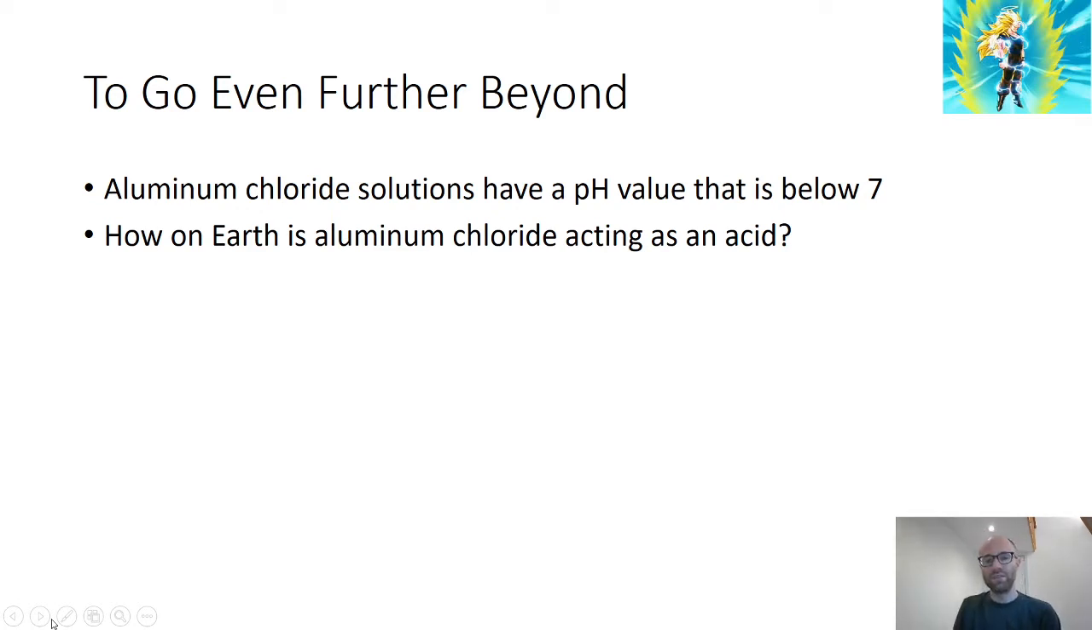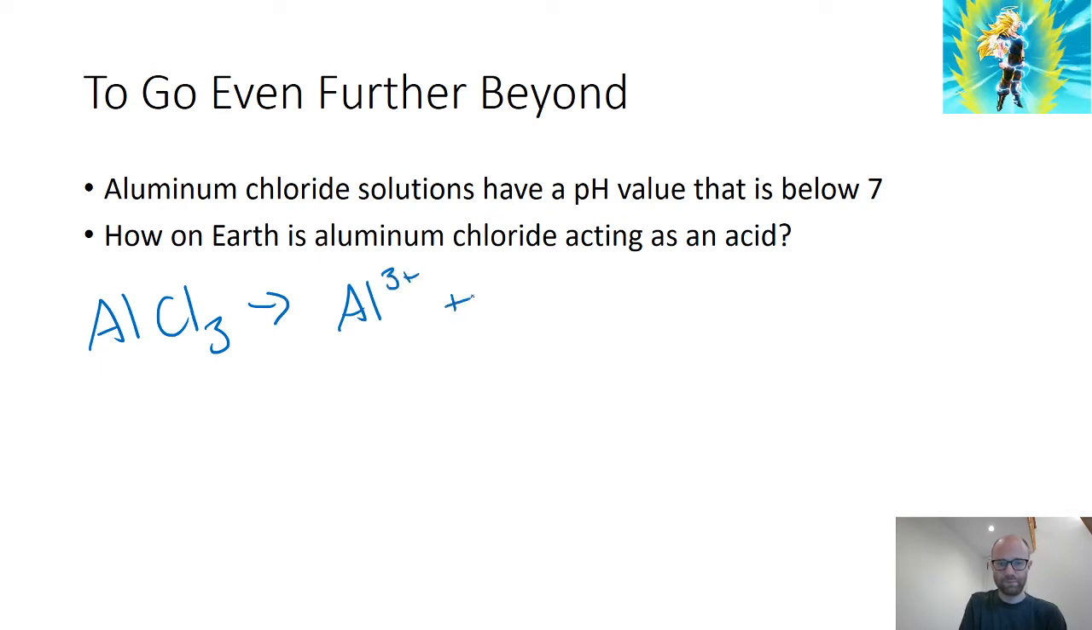Aluminum chloride solutions are acidic. This is a substance where there's no H pluses, there's no OH minuses, and yet it is still an acid. What? How? Why?